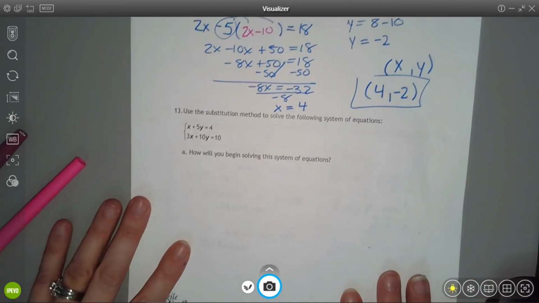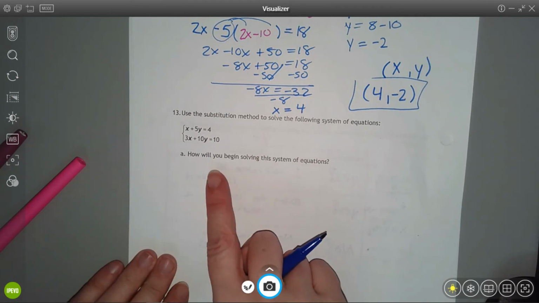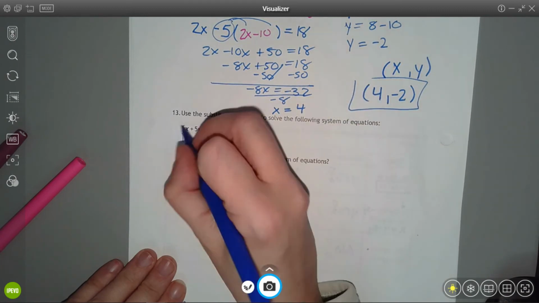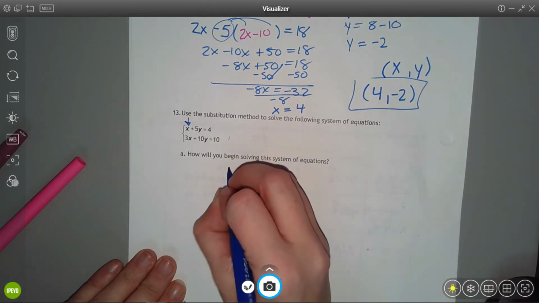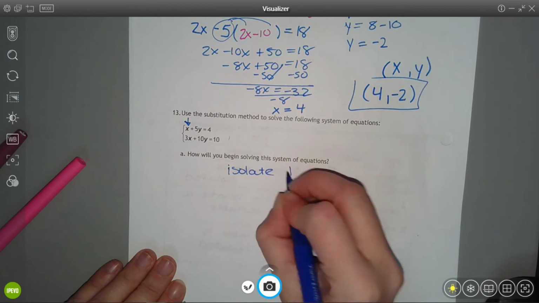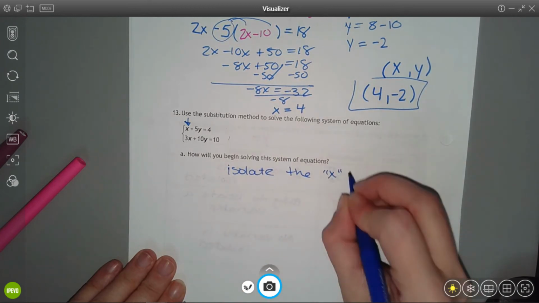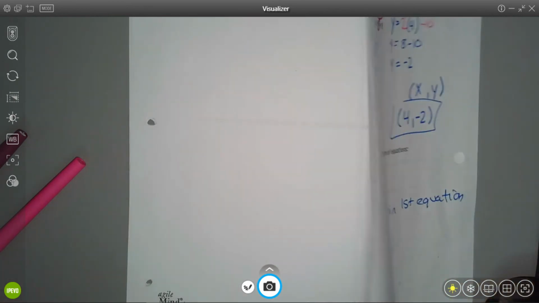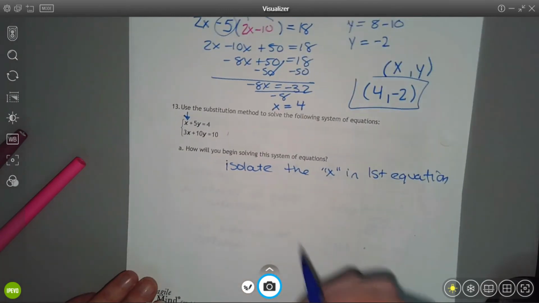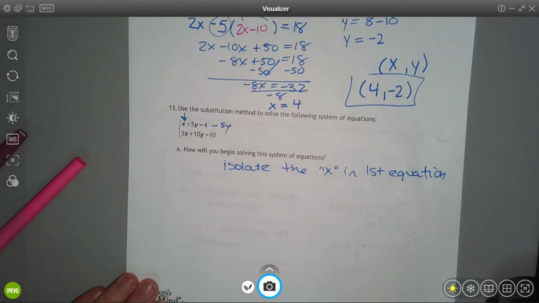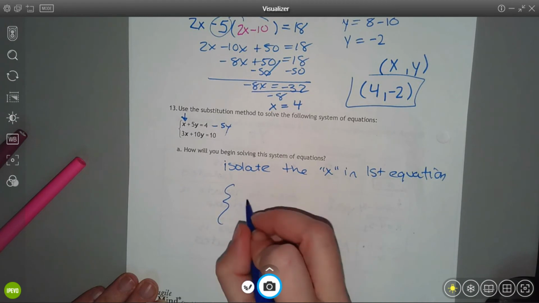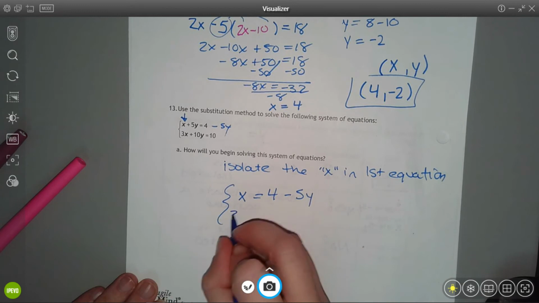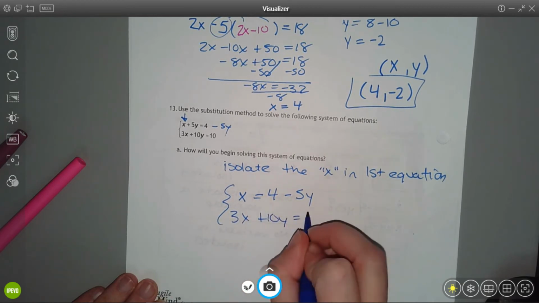Number 13. When I go to solve this one, how would I solve it? Well, when I look, neither one of them has a variable by itself. We need to get the x alone. Isolate the x in the first equation. So I'm going to go ahead and do that. All I have to do is minus that 5y to the other side. So my two equations are going to be x equals 4 minus 5y, and my second equation stayed the same.